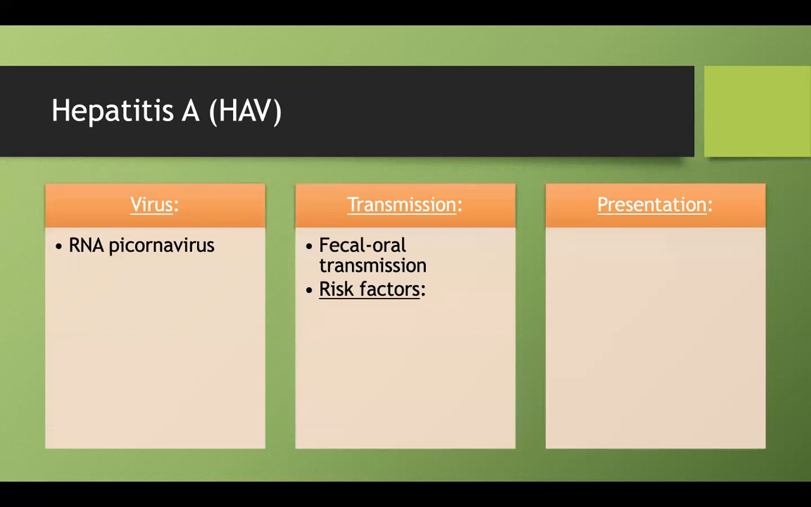So the risk factors for hepatitis A, you often see it on tests in travelers, somebody who traveled to an endemic country. You can also see this in daycare. And another thing they love is this association with shellfish consumption. And so this will present differently depending on whether you're an adult or a child.